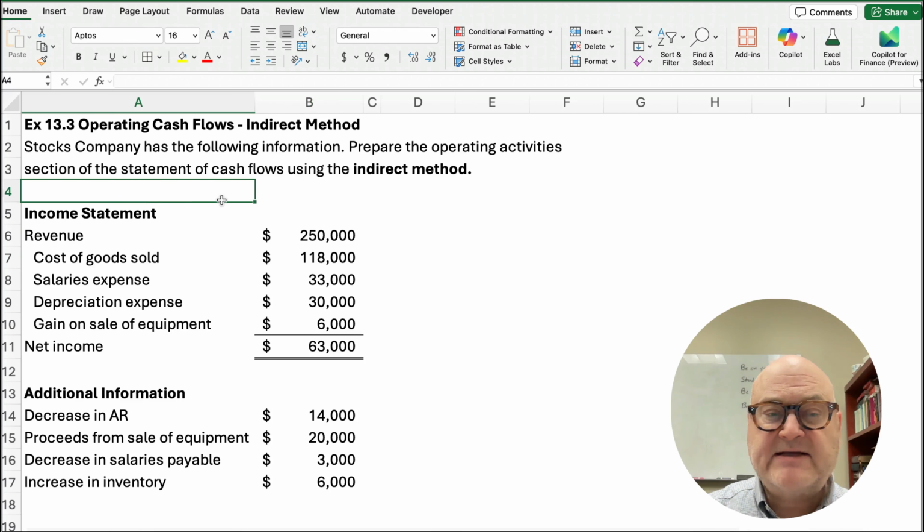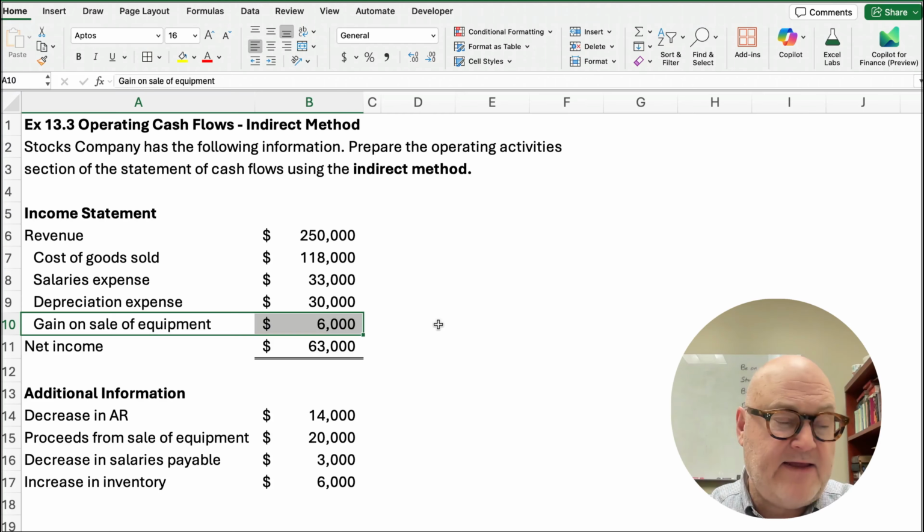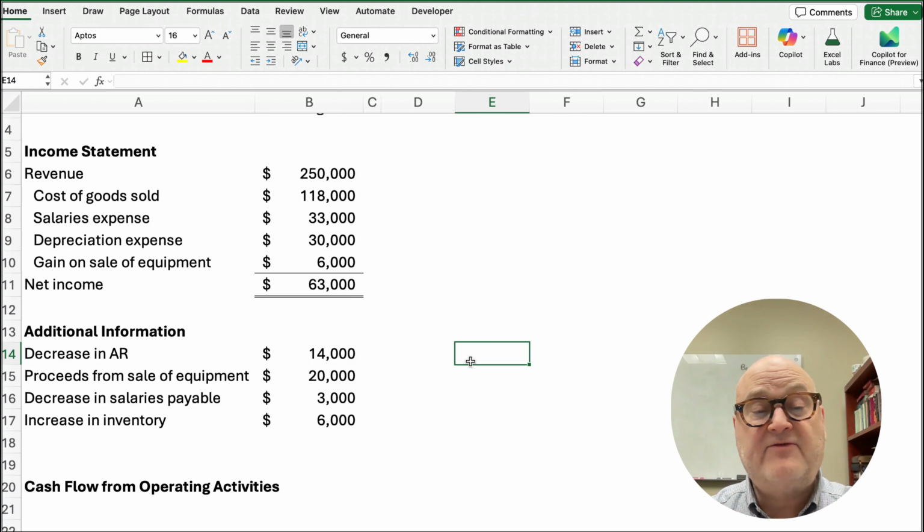And this is the Stocks company that has the following information. Once again, the operating activities using the indirect method. So we have a different income statement. I've got revenue, cost of goods sold, salaries, depreciation, and then I have a gain on sale of equipment. Now pay attention, that gain on sale of equipment is going to matter. We're going to have to put that in the operating activity section. And then we got some extra information down here. We've got a decrease in accounts receivable, proceeds from the sale of equipment, decrease in salaries payable, and increase in inventory. So let's see what we can do here.